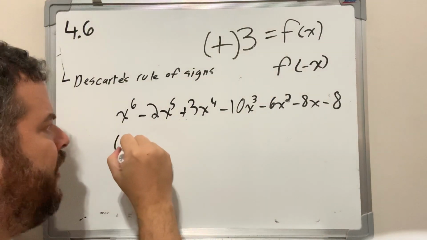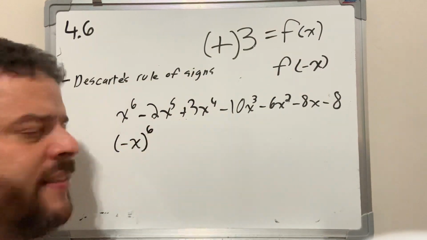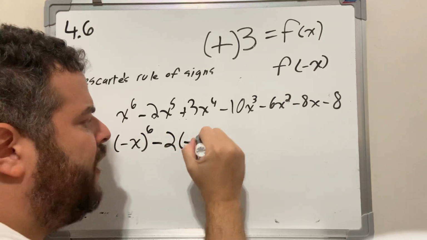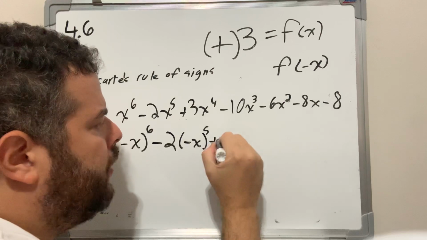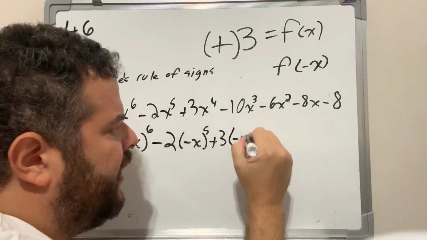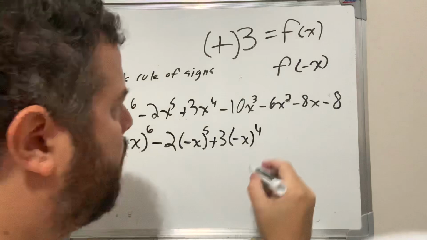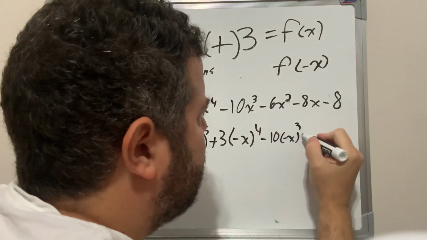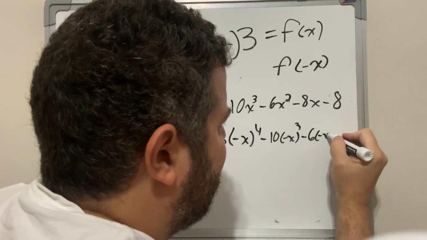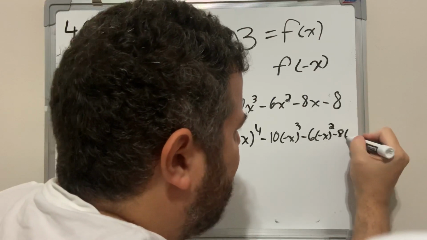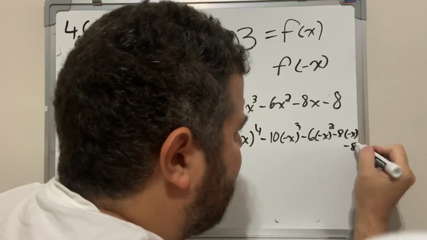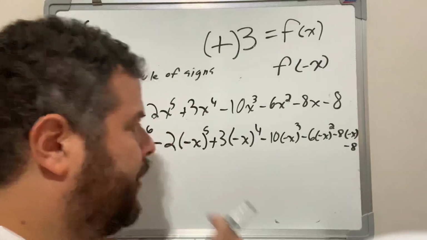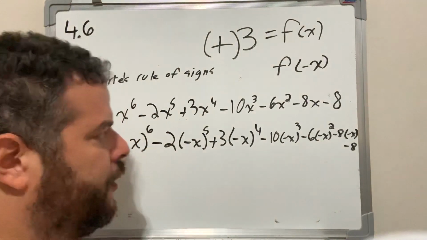So instead of x to the 6, I have negative x to the 6. Then I have negative 2, parentheses, negative x to the 5th power, plus 3, parentheses, negative x to the 4, minus 10, parentheses, negative x cubed, minus 6, parentheses, negative x squared, minus 8, parentheses, negative x, minus 8. I'm sorry for the numbers at the end. I'm going to write it in a lot clearer fashion right now.